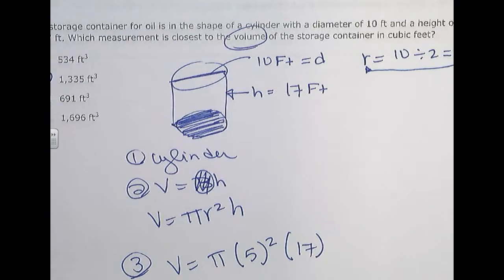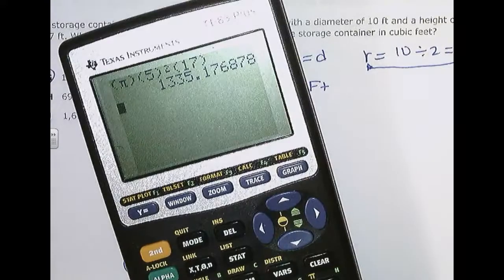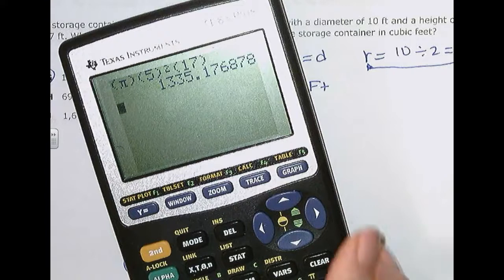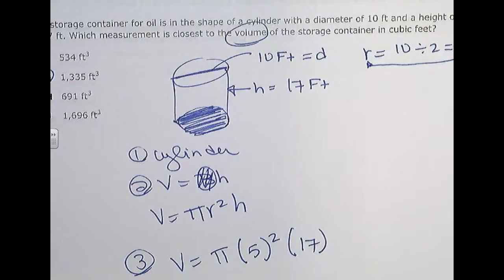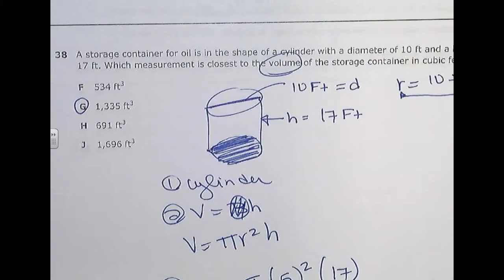And do you use the home screen or Y1, Y2, why not? You use the home screen because you don't have the V number. So if you put that in the calculator, you would get 1,335 and 18 cents. And I think that explains choice G. Next question. I'm on question 39.